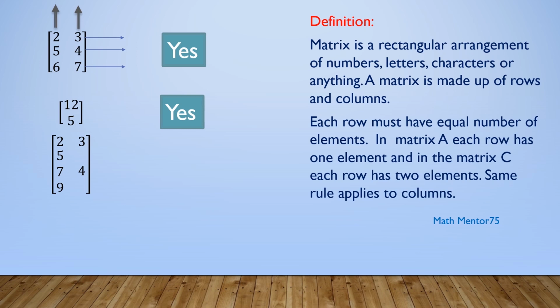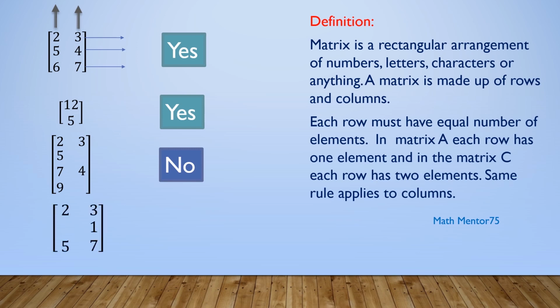Let's take another example. Here we have 4 rows. First row has 2 elements, but second has 1. Third again has 2 elements, but the fourth one again has 1 element. So each row does not have an equal number of elements. And what about the columns? In the first column we have 4 elements, but on the other hand, in the second column we have just 2 elements. So is it a matrix? No, it is not a matrix.